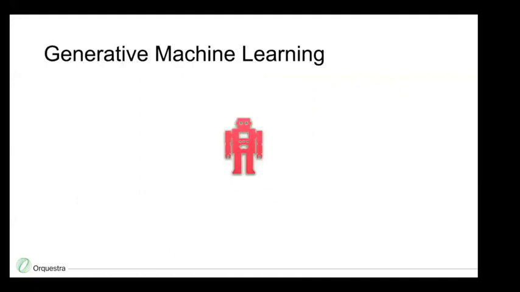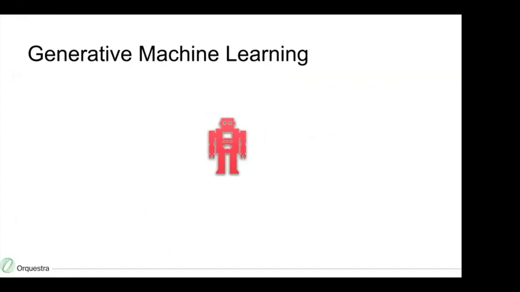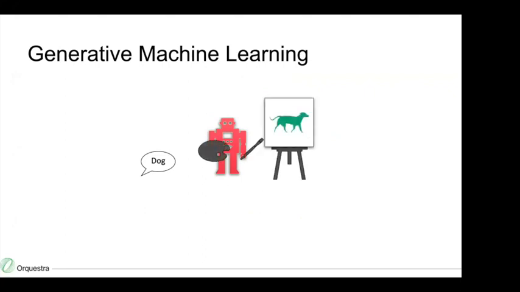And then there's generative machine learning, which is a part of unsupervised machine learning, where you can, for example, do the opposite. Instead of giving it an image and asking what it is, you tell it, draw a dog for me, and it gives you the drawing of it.